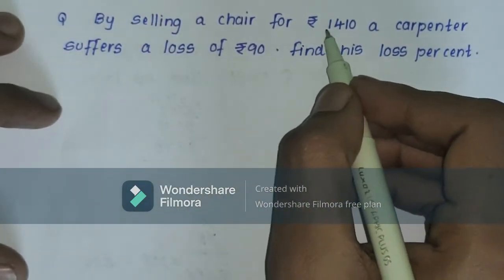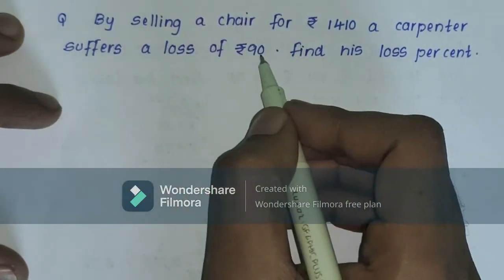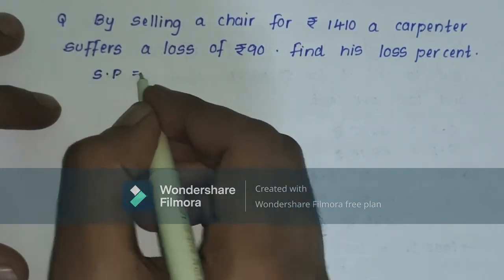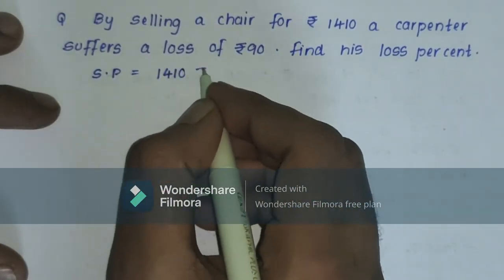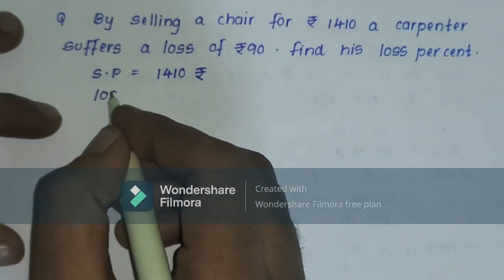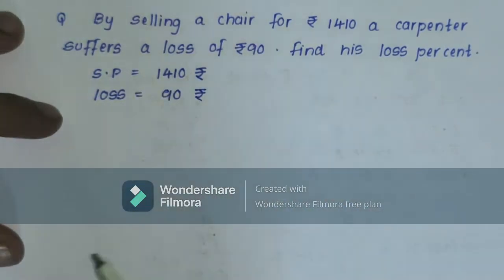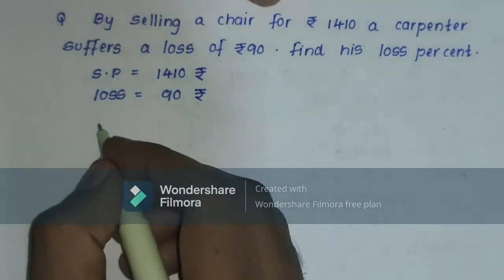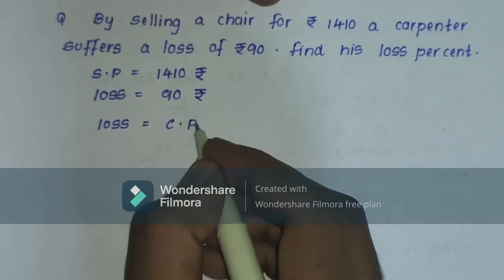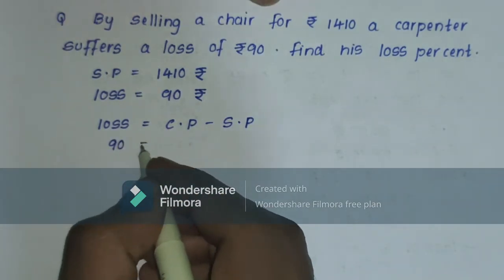By selling a chair for rupees 1410, a carpenter suffers a loss of 90 rupees. What is the given data? Straight away you have been given the selling price, that is 1410 rupees. And at the same time you have been given the loss amount also, that is 90 rupees. And you know very well, student, there is one formula: Loss is equal to CP minus SP. You have been given the loss, substitute the value.